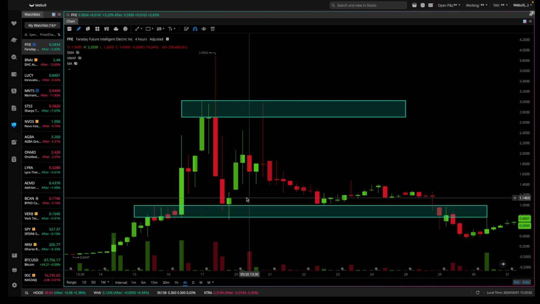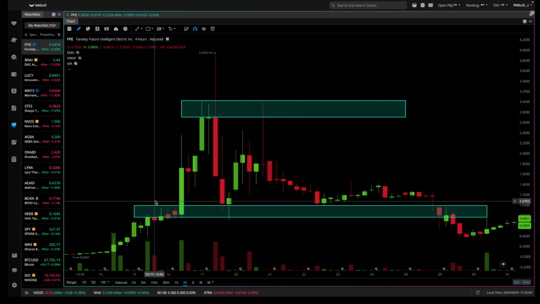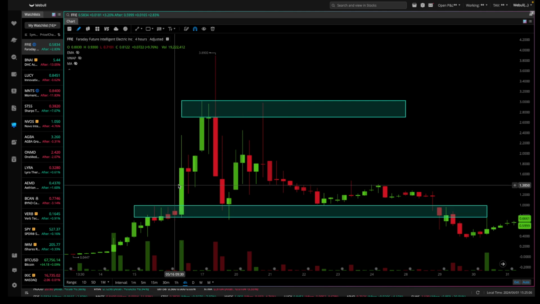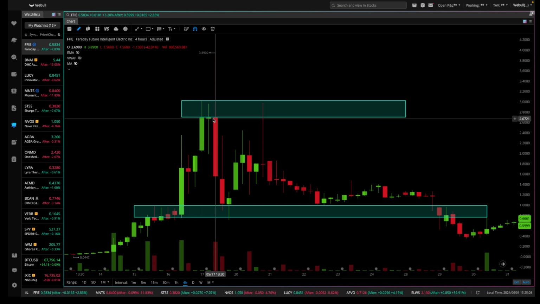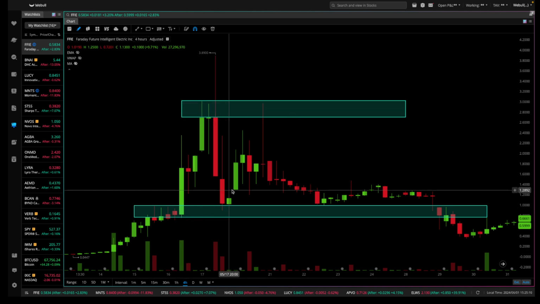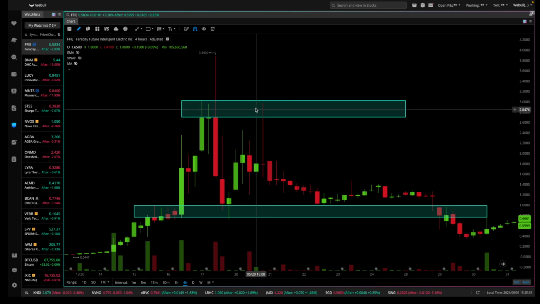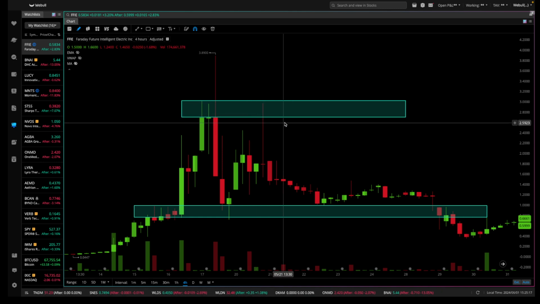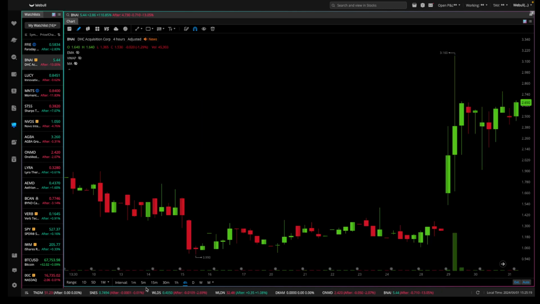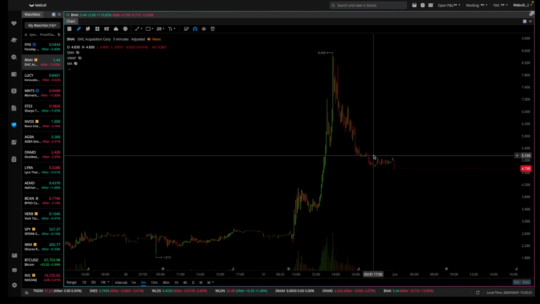But FFIE, you could quite clearly see from here, this is an area of previous supply. We break up, we hold above, we close above that 4-hour candle, push into this area, we start rejecting, we come back down, and then we hold this area. Very important to know, bang, straight, and we reject this area again. It's that simple.